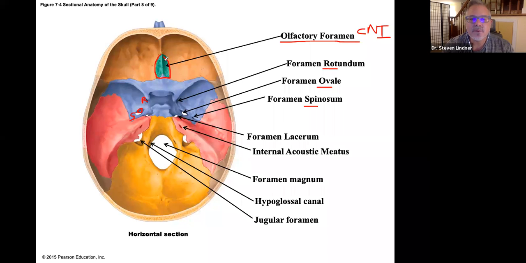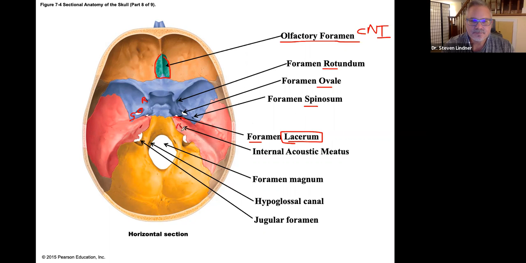So we have the olfactory foramen, those holes in the cribriform plate for cranial nerve 1. Then we have foramen rotundum, foramen ovale, foramen spinosum. And then here's the lacerum. Remember, lacerum means laceration. It is an abnormal, linear, knife-like slit.